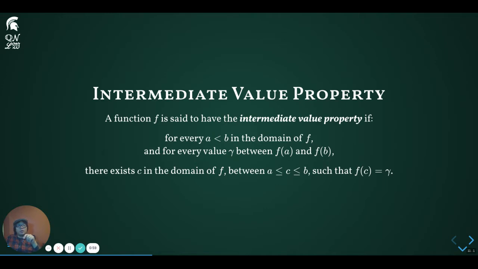Notice that if f of a equals f of b, then gamma being between them will mean that gamma is equal to both f of a and f of b. And setting c equals a or c equals b will solve the problem. So we are primarily interested when f of a and f of b are not equal. The phrasing with gamma between f of a and f of b allows either f of a to be larger or f of b to be larger.